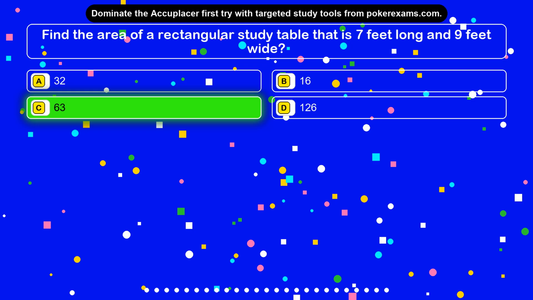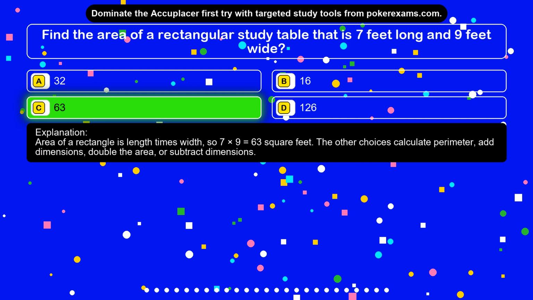The correct answer is option C, 63. Area of a rectangle is length times width, so 7 times 9 equals 63 square feet. The other choices calculate perimeter, add dimensions, double the area, or subtract dimensions.